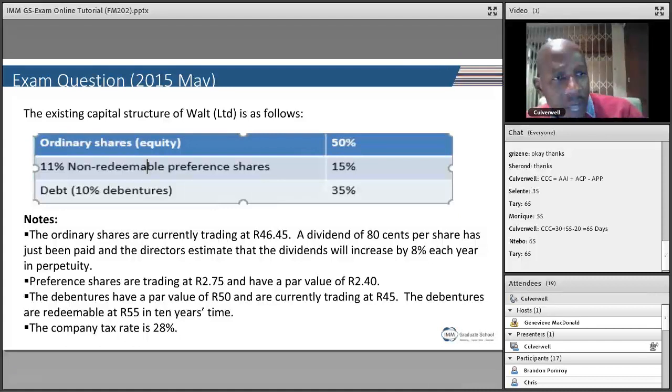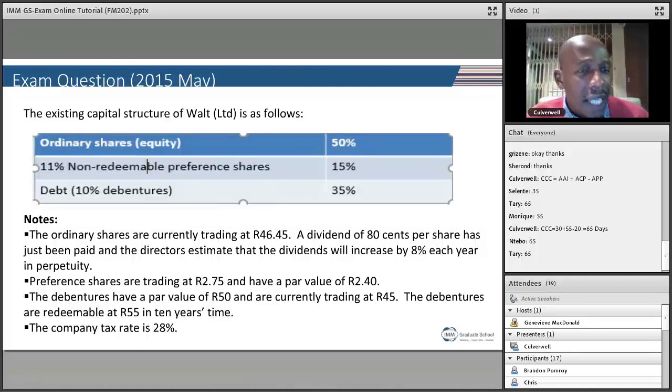So I've got this question here that I would want to quickly discuss with you pertaining to calculation of WACC. It was from the May 2015 exam. The reason I chose this one is that it is not on your e-learn. For the other three that are on your e-learn, they've got solutions there. You should be in a position to work them out and see how one would actually do that.